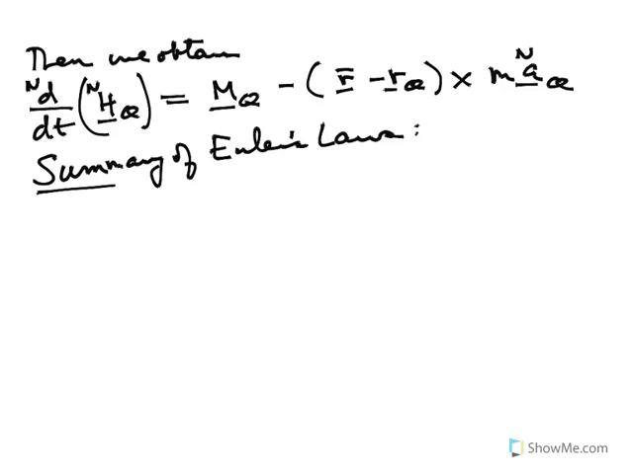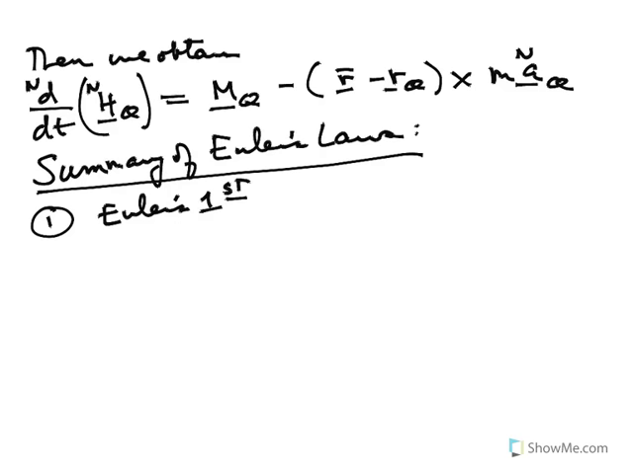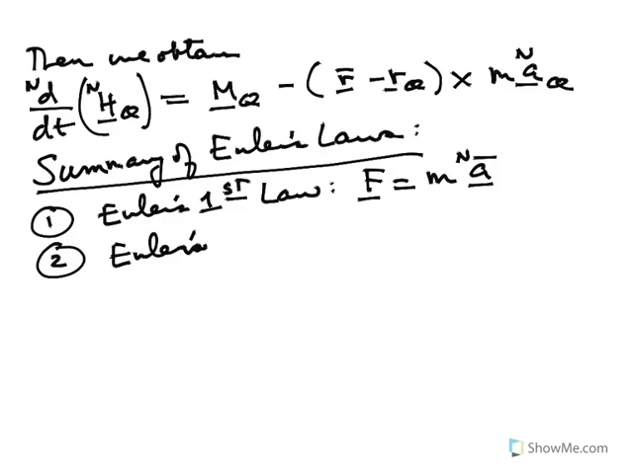Okay? The first is this, that Euler's first law only pertains to the center of mass. It has nothing to do with any point other than the center of mass. It says that F is equal to the mass times the acceleration of the center of mass in the inertial frame. Euler's second law has three different forms. What are those three forms?